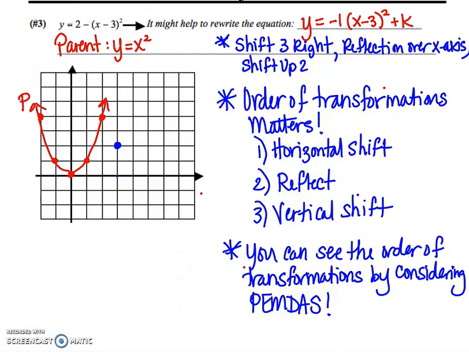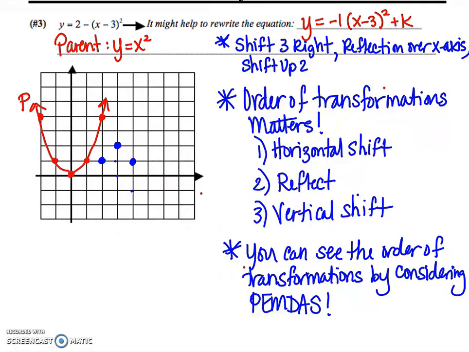Then I'm going to look at the point (1, 1). First, we're going to shift it 3 units to the right: 1, 2, 3. And then we are going to reflect it over the x-axis. And then we're going to do our vertical shift up 2. So that's going to be right there. So then you can kind of see that the symmetrical point across from it is going to be there.